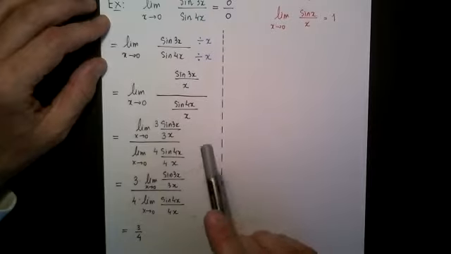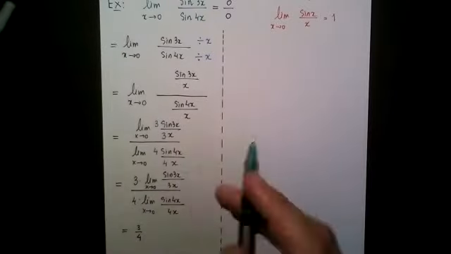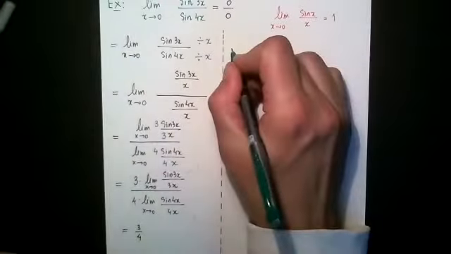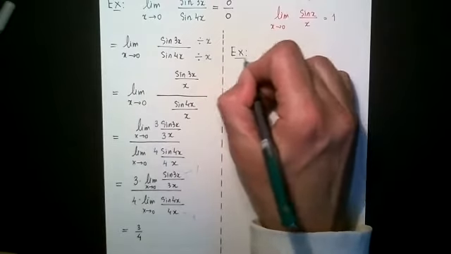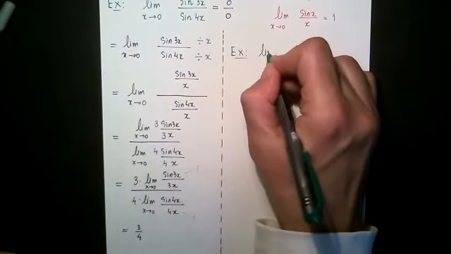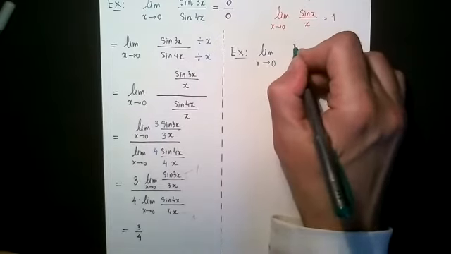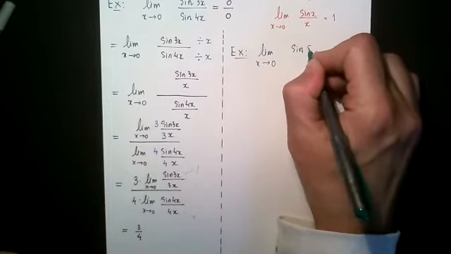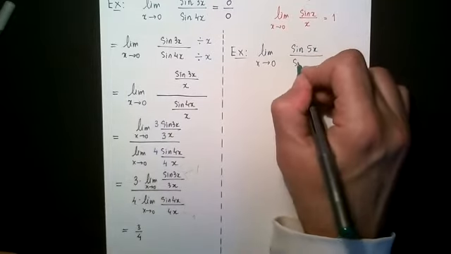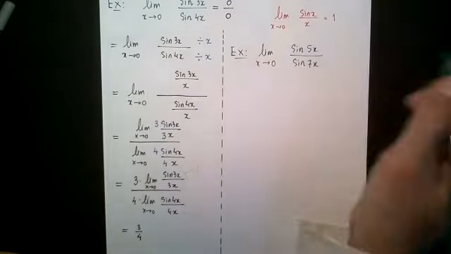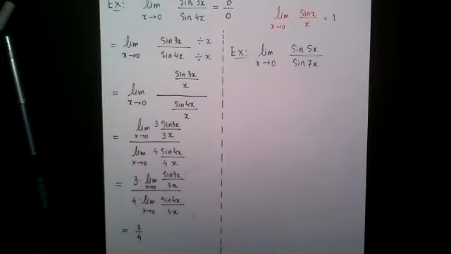Okay, thank you. Okay, so go ahead and try one now. Try one right here. Same type. No using L'Hopital's rule yet. So sine 5x over sine 7x. Okay, all right, go for it.